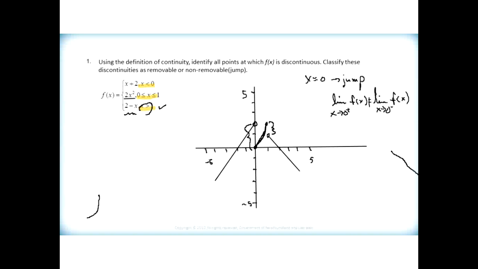Alrighty, so we've got that. And at x equals 1, same story. So at x equals 1, we have a jump, and for exactly the same reason that we had above. Okay, so there's looking at a piecewise function, breaking it down, sketching its graph, and getting an idea of where things are breaking down on us here. Okay, so let's move along.